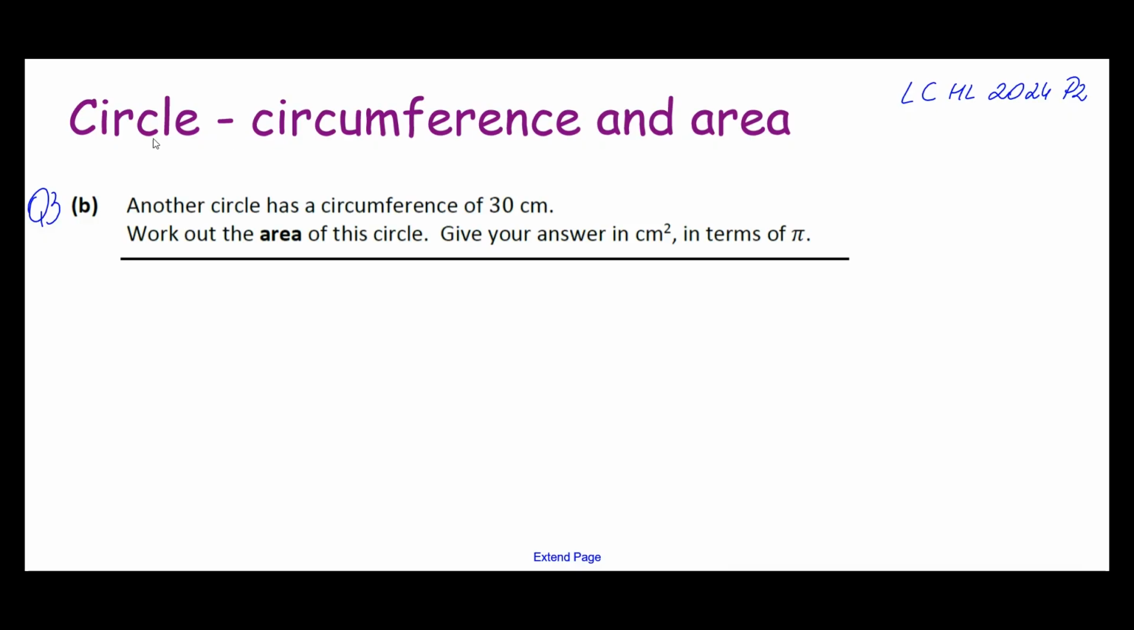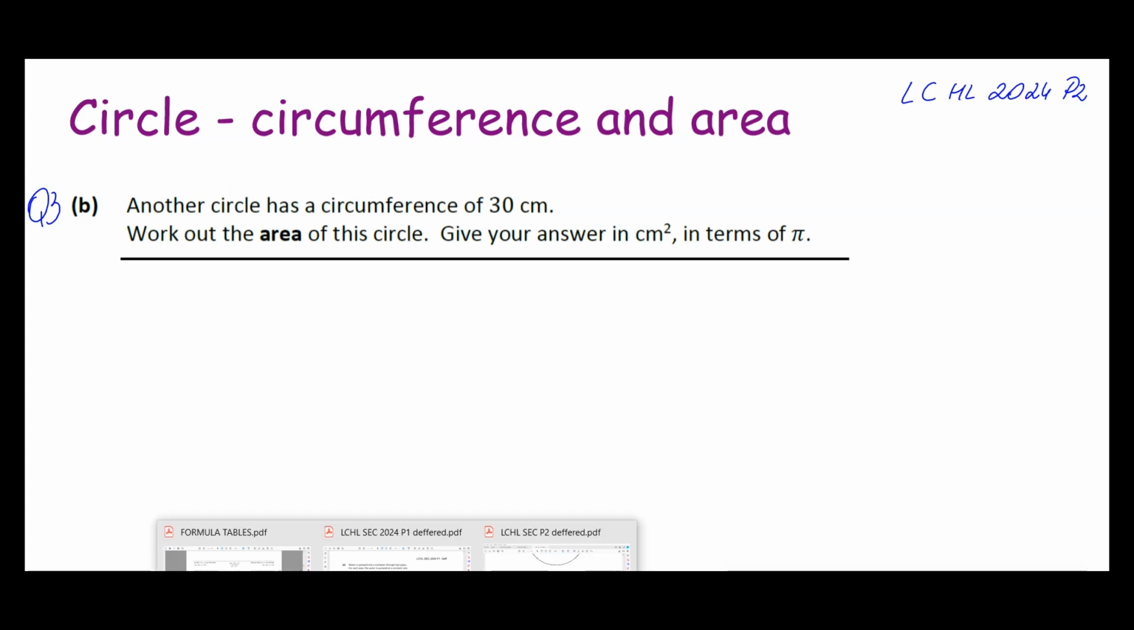So here we are looking at circles, and specifically circumference and area. Let's see. Another circle has a circumference of 30. Work out the area of the circle. Give your answer in centimeters squared in terms of pi. So what are we looking for?